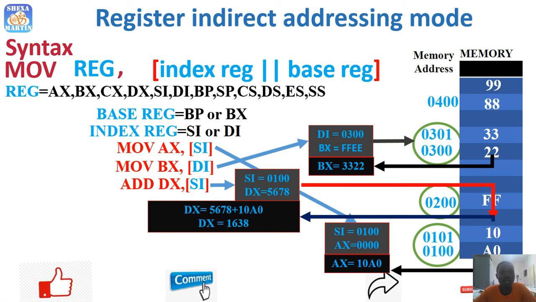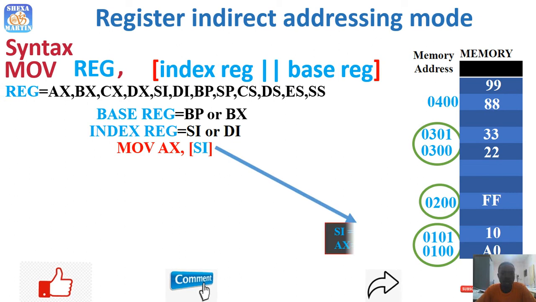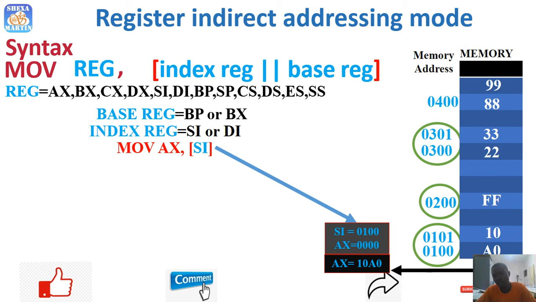So that's how the register indirect addressing mode works. Inside the square brackets we have a base register or index register, and we are acting upon the value that is residing at an address that is inside. So one may say we are acting upon a value residing at the address that is residing in a register. So the register is having the address, and then we get the value from memory. SI has got the value 0100, which is an address, and we get the value moved to AX. Same applies to that.